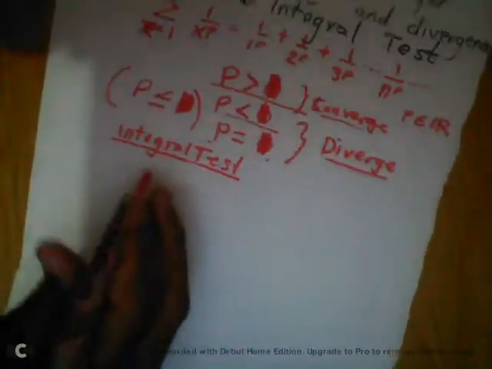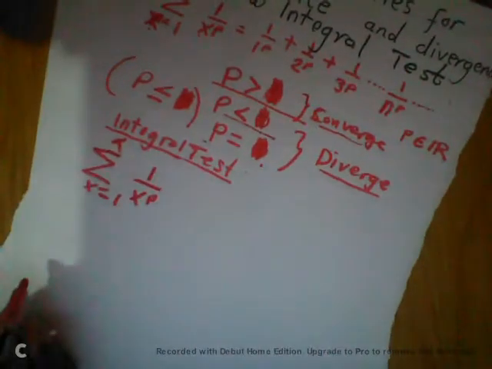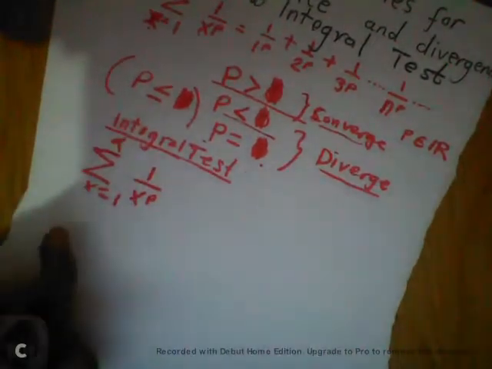So if somebody gives you the sum from x equal to 1 to infinity of 1 over x to the power p, it has to be 1 over x to the p. If you want to test with the integral test, it has to be like that. You see what I'm saying? Somebody could use any other letter here, but it has to be this format, 1 over.